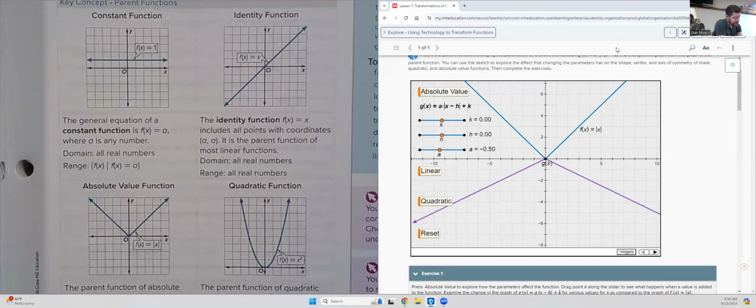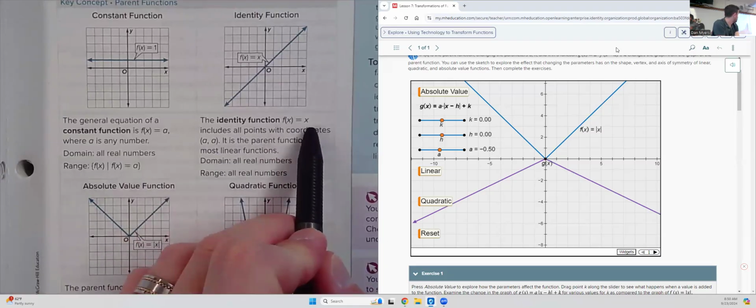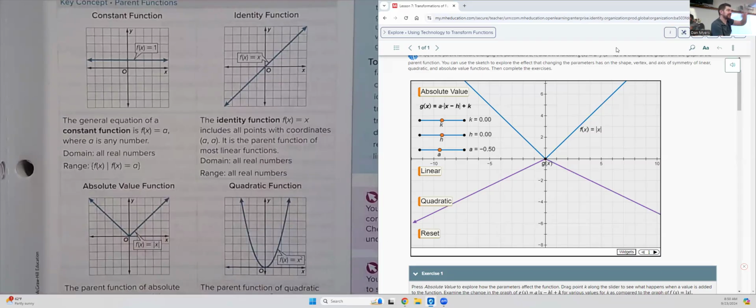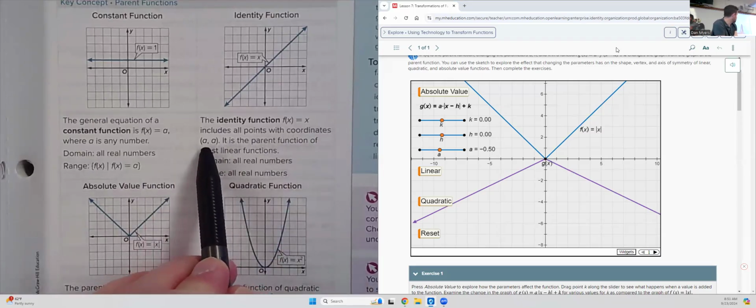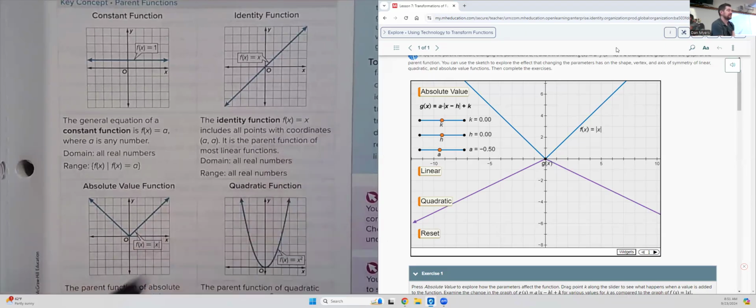The identity function is f of x is equal to x. It's the most basic straight line you can have. Slope of 1, y-intercept of 0, just a perfectly diagonal line with positive slope, slope of 1. F of x includes all points with coordinates (a, a). Basically what that means is whatever x is, y is. X and y will always match if you have the function f of x equals x. Because if you go up 1, you go over 1. You have the points (1, 1), (2, 2), (3, 3), (4, 4), (5, 5), (6, 6), (-10, -10), and so forth.